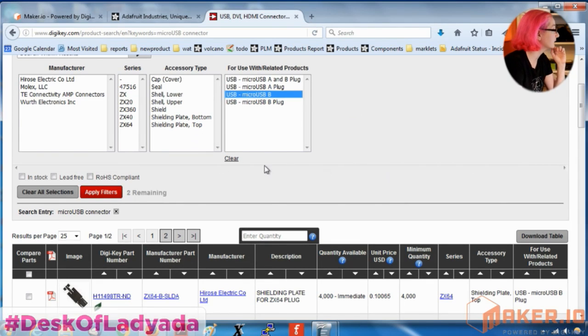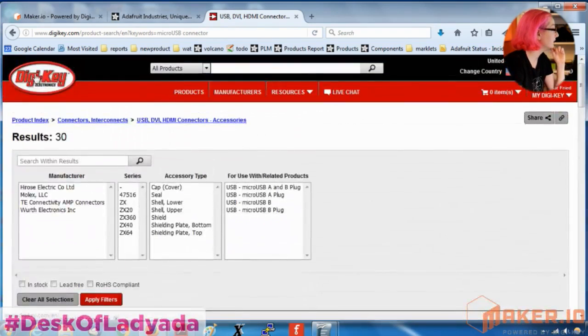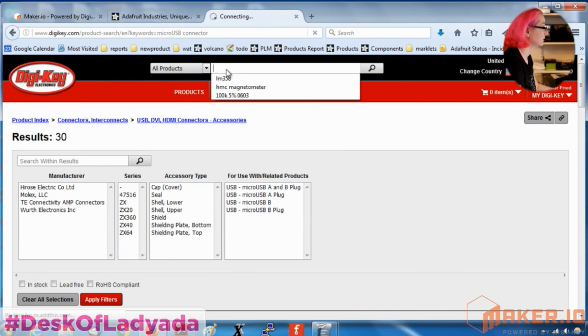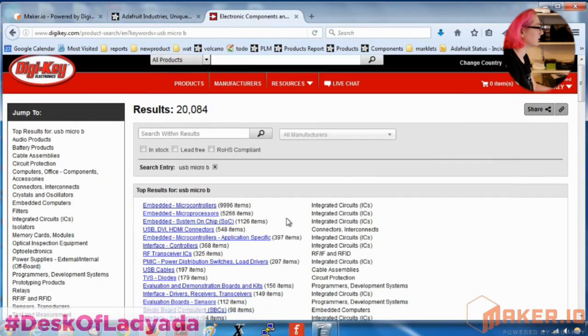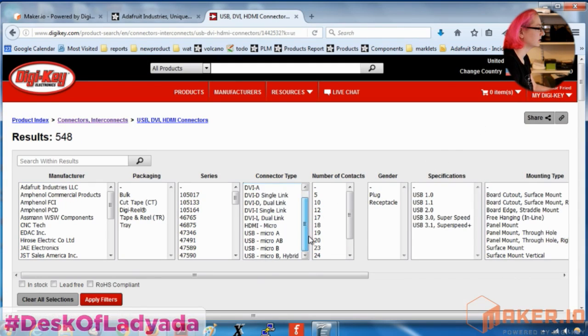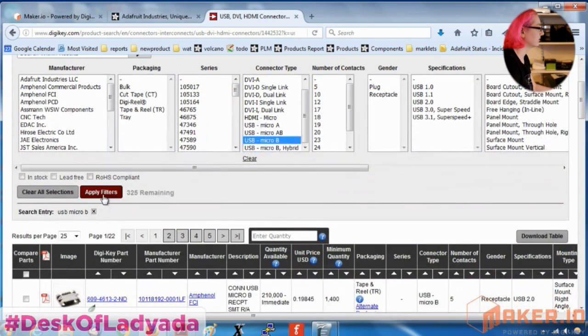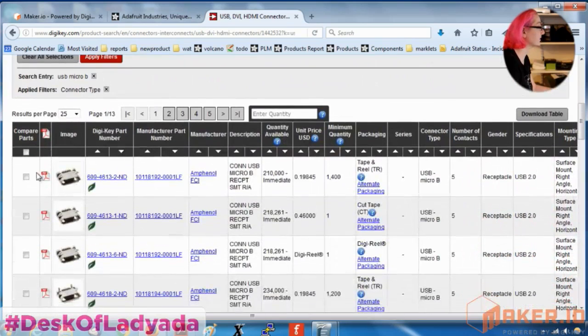Oh, hold on. No, that's not what I wanted. This is just the plug. Hold on. USB micro B. I think this doesn't seem right. Let's see. Oh yeah, now I clicked on the right thing. This gives you a sense about how much you're paying.